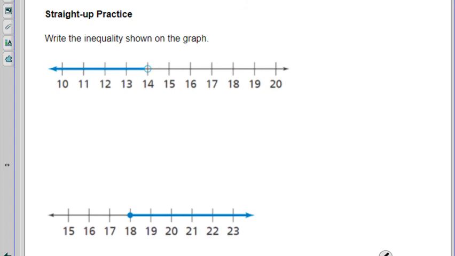Here's some straight up practice. We have some graphs here and you need to write the inequality. Now, pay close attention. Is the circle at 14 colored in or not? What does that mean if it is or is not? Same thing with the second example. The circle at 18, is that colored in or not? And what does that mean? So write me some inequalities and we'll go over it next time.